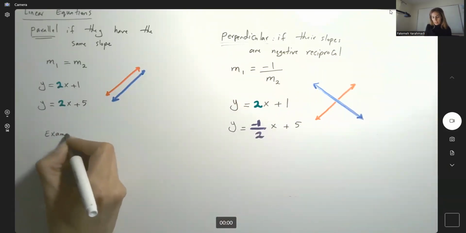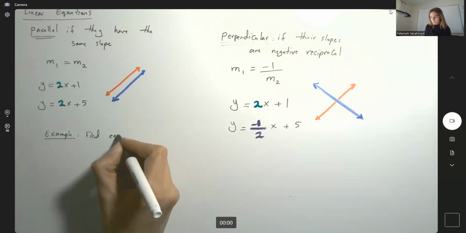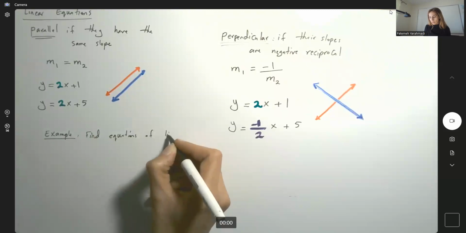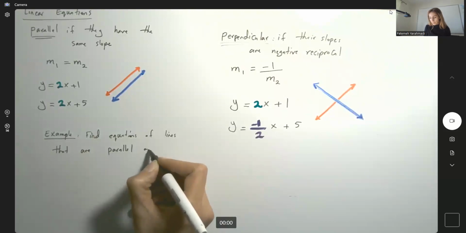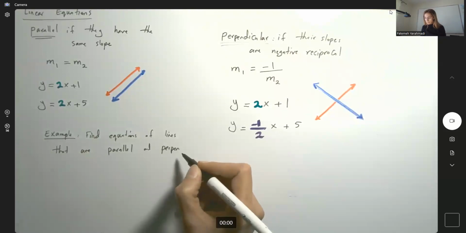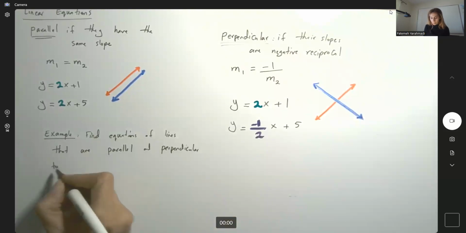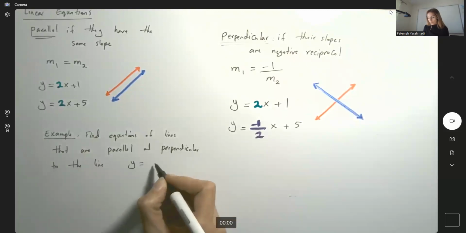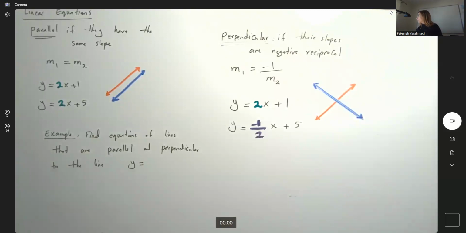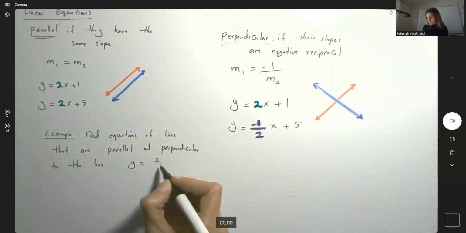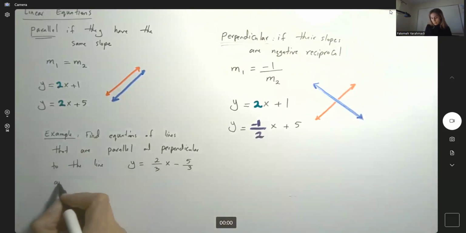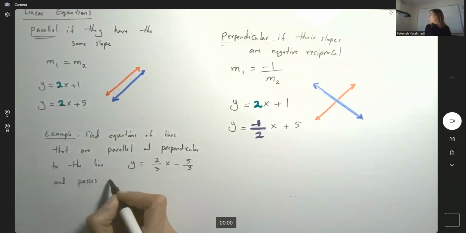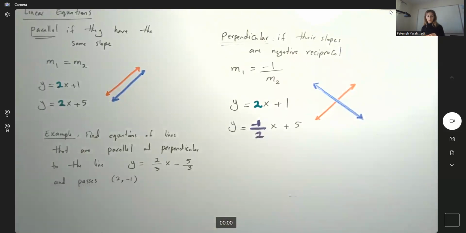In this example, I say, hey, find the equations of lines that are parallel and perpendicular to the line y equals 2/3 x minus 5/3 and passes through the point (2, -1). Perfect.